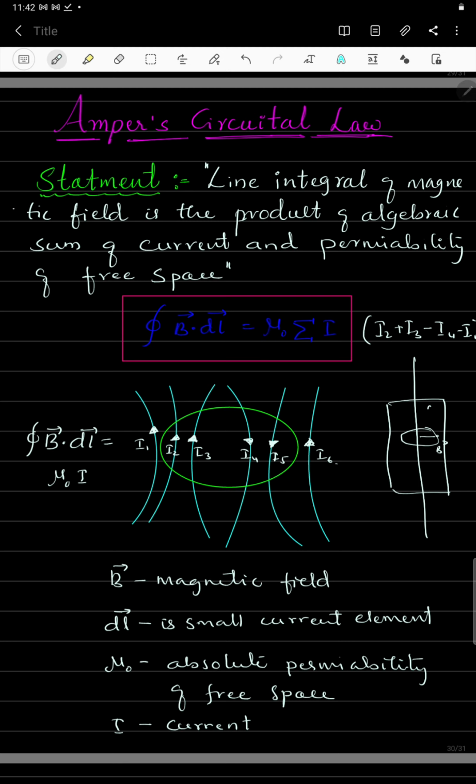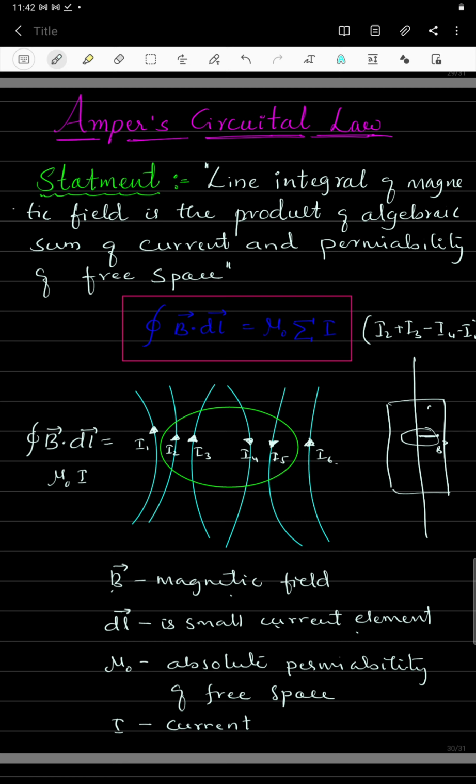Now we are going to calculate the magnetic field for that closed loop. B indicates the magnetic field and dl is a small current element, which we are taking at this portion. Mu naught is the absolute permeability of free space and I is the current. So this is the statement of Ampere's circuital law.